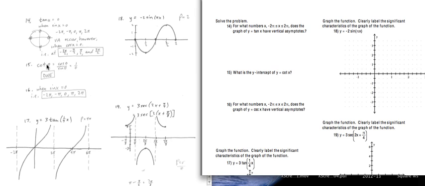15, most of you got that. Number 15 says, what's the y-intercept of the cosine of x? I'm sorry, cotangent of x. All you had to do was plug in 0 for x. The cotangent of 0 is the cosine of 0 over the sine of 0. Cosine of 0 being 1, sine of 0 being 0. 1 divided by 0 does not exist. So we don't have a y-intercept for the cotangent. The graph never crosses the y-axis. So that does not exist.